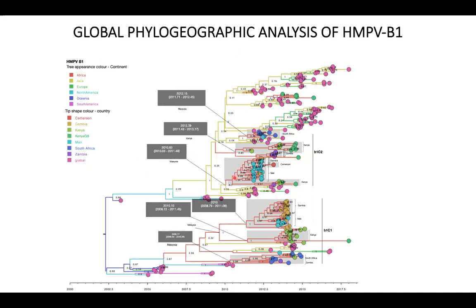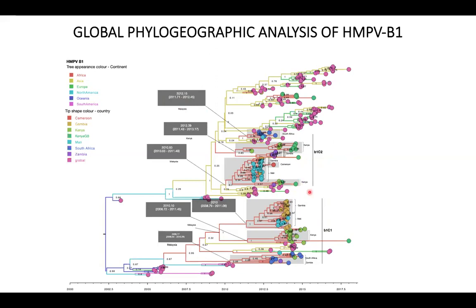So here I'm showing a time-resolved phylogenetic tree of HMPV B1 viruses. The tree is colored by continent, and the African clusters are shown in gray boxes. The black boxes show the time to most recent common ancestor alongside the most probable location for each African clade. The two clusters that we identified, B1C1 and B1C2, fell into separate clades in the midst of the global sequences, suggesting at least two distinct variants of HMPV B1 viruses circulated in these African regions.